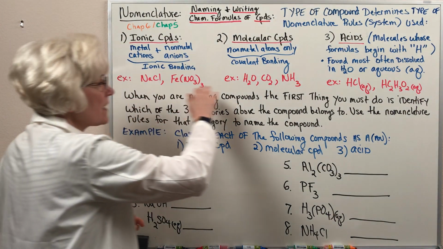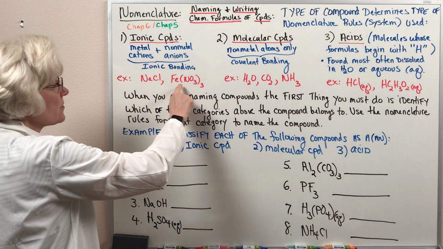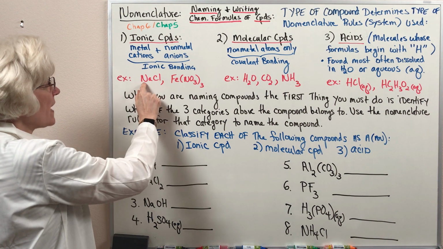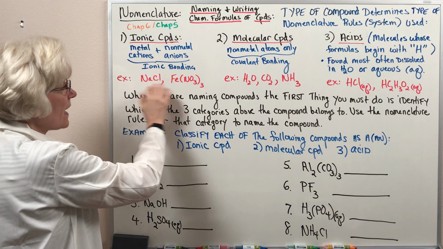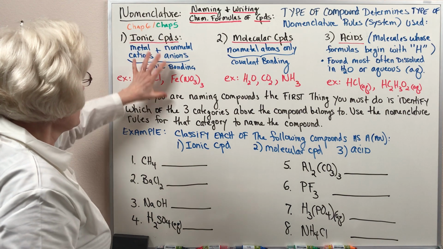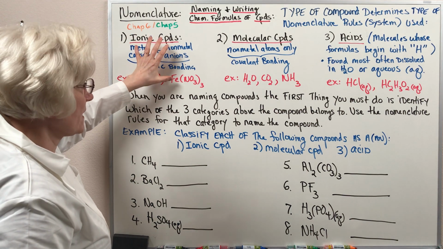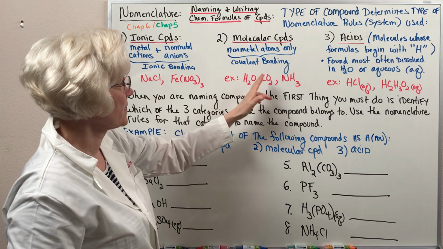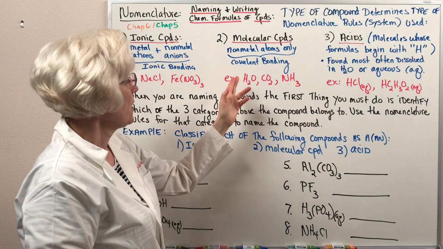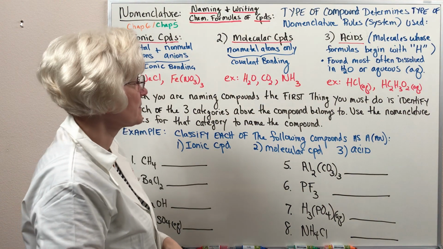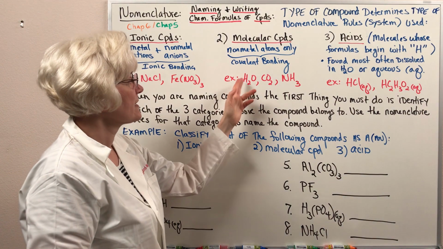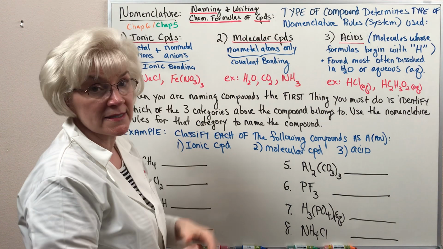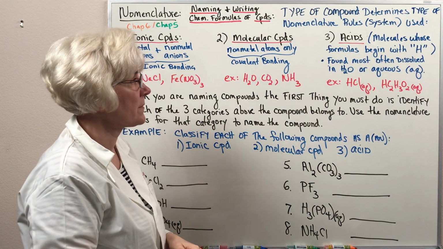Looking at examples of these compounds, sodium chloride and iron(III) nitrate, looking at their formulas, we see the metal cation and non-metal anion in both of these compounds, putting them in the category of ionic compounds. Looking at this set of examples here, water, carbon dioxide, and ammonia, we look at the atoms found in these compounds and see that they are non-metal atoms only. Therefore, that places them in the category of molecular compounds.